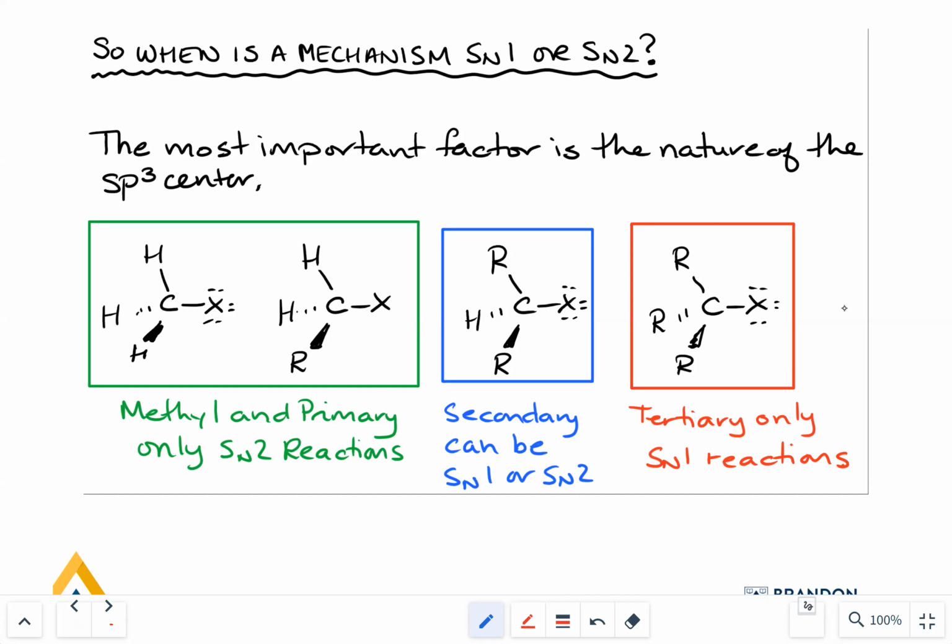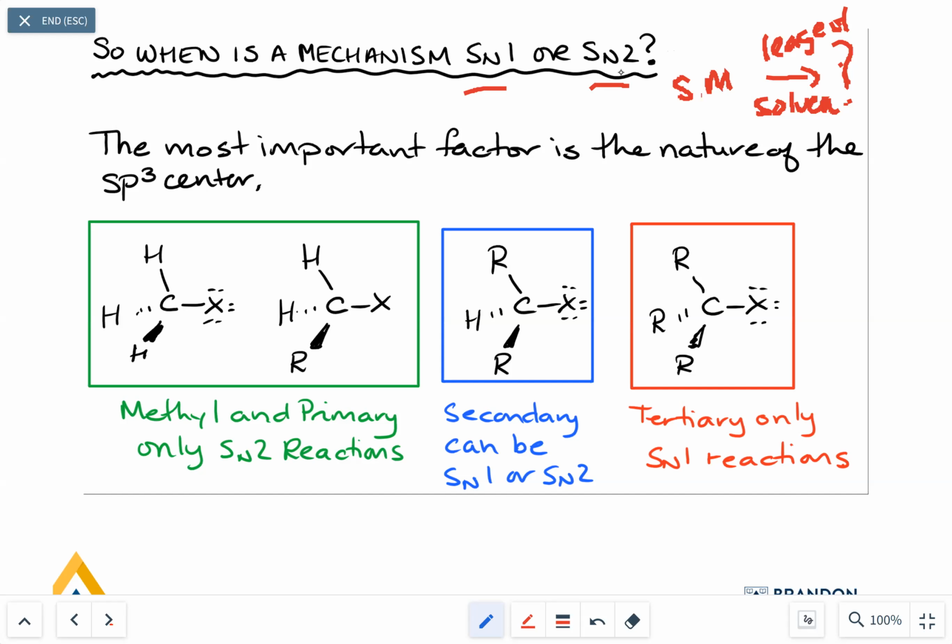So the obvious question then becomes, if we're looking at our reactions, we're going to have some starting material and we're going to be making some sort of product. There's going to be some solvent here, and there's going to be another reagent here. But in both of these cases, our reagent's going to be some type of nucleophile, and our other is going to be some sort of alkyl halide, right? So when is it an SN1 reaction and when is it an SN2 reaction?